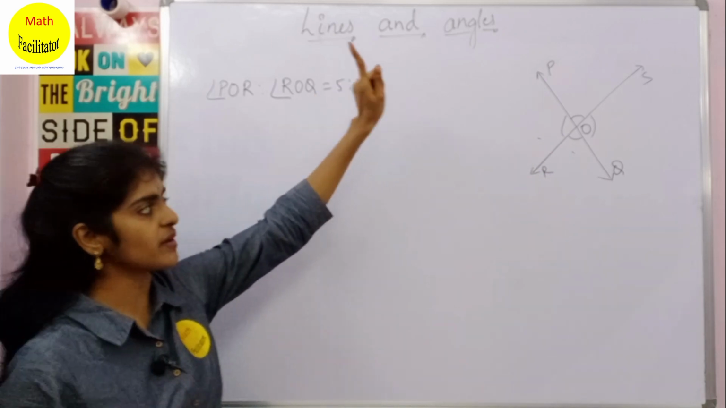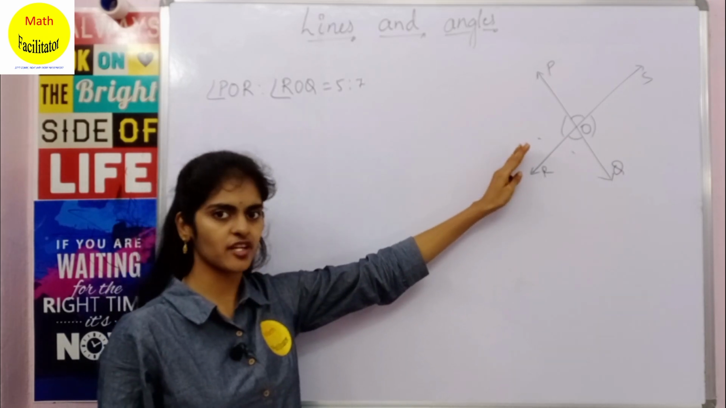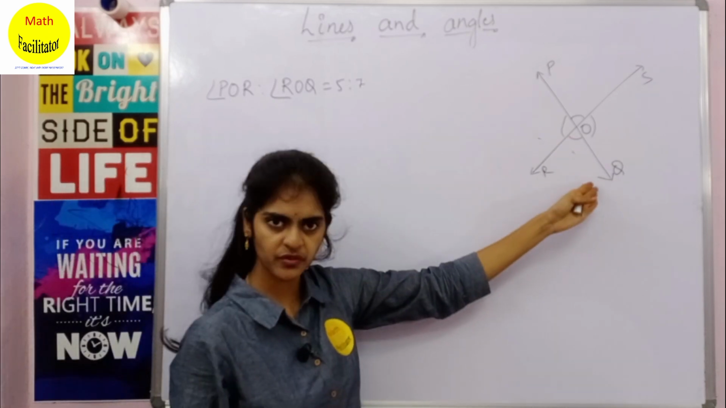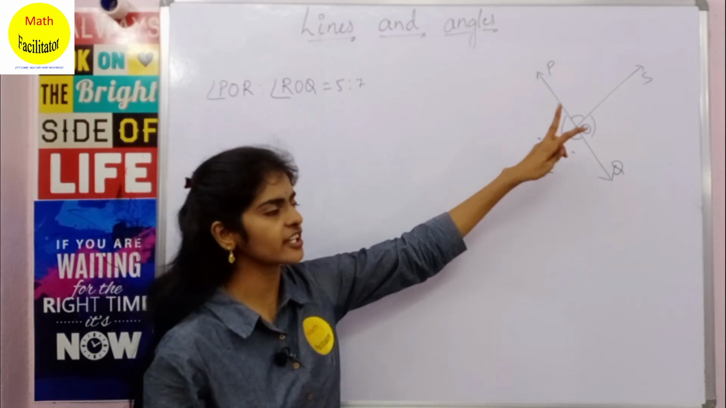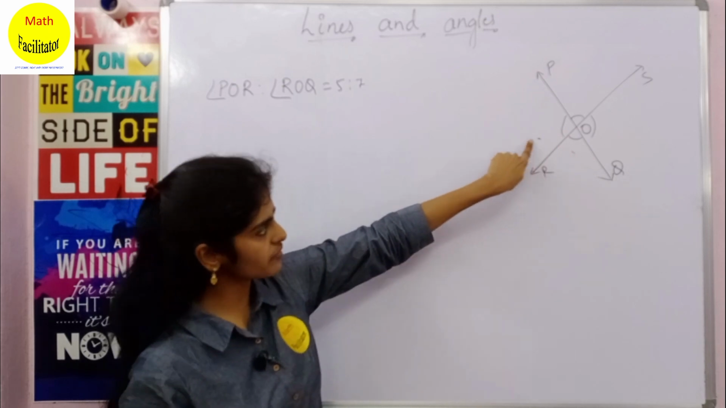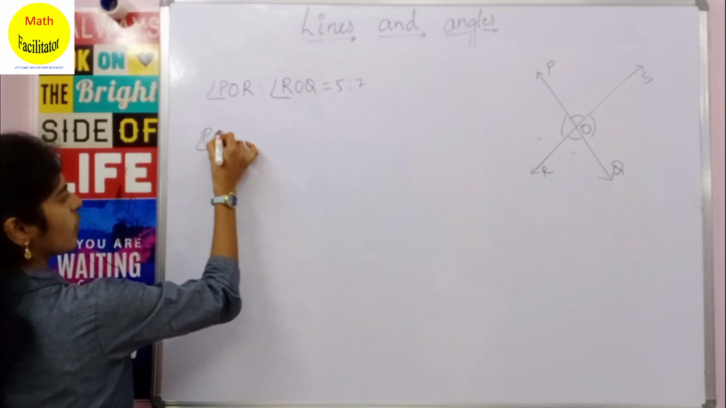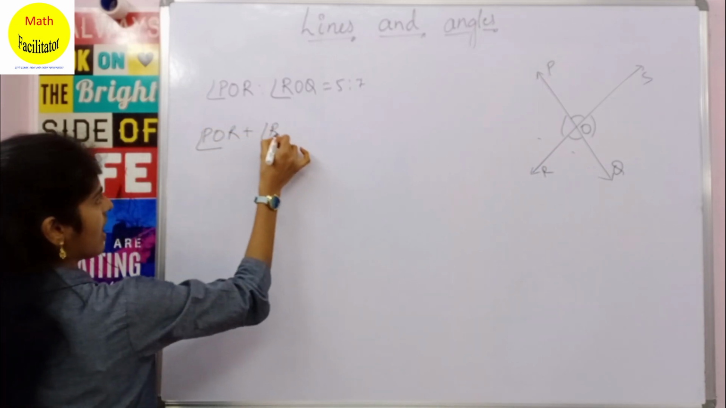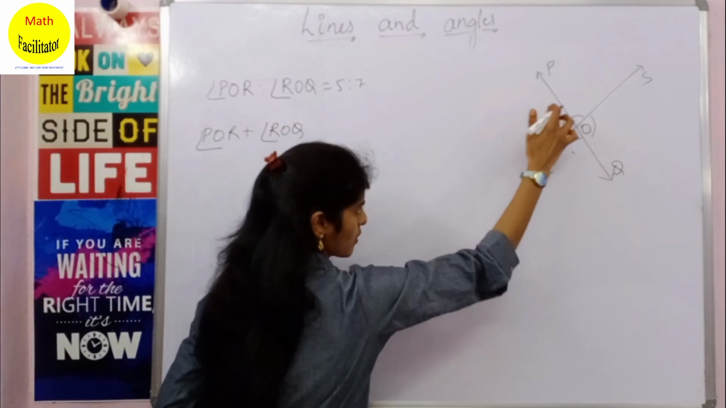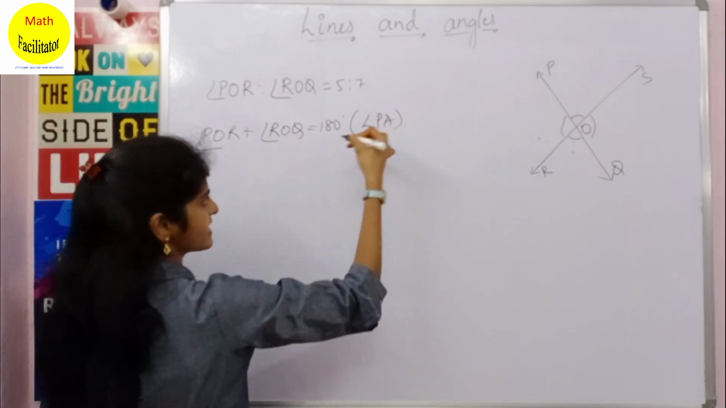By looking at this, we have just proved in the theorem, how? We have just learned the theorem to prove that vertically opposite angles are equal. How did we do that? We have taken this as a line, and this OR is a ray standing on this line. So using the linear pair axiom, the sum of these two angles is how much? 180. So angle POR plus angle ROQ, this entire angle, is 180 degrees using the linear pair of angles axiom.